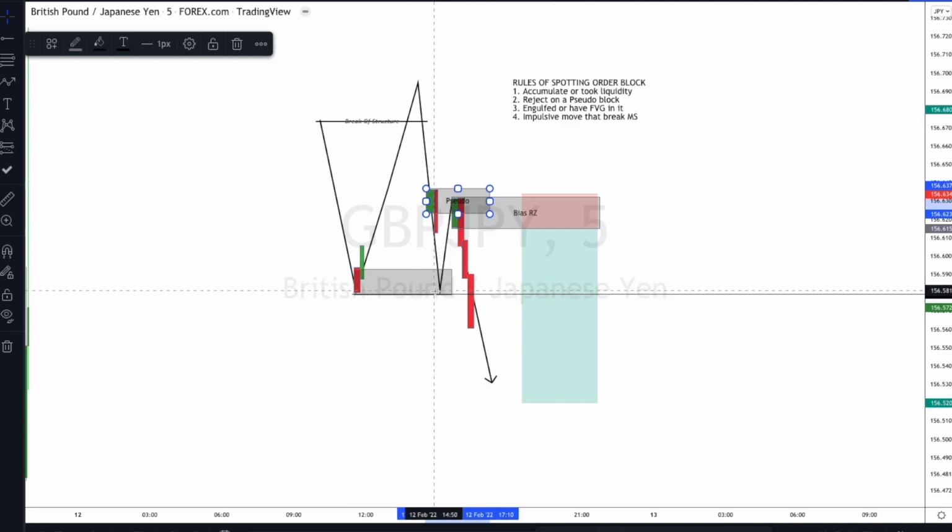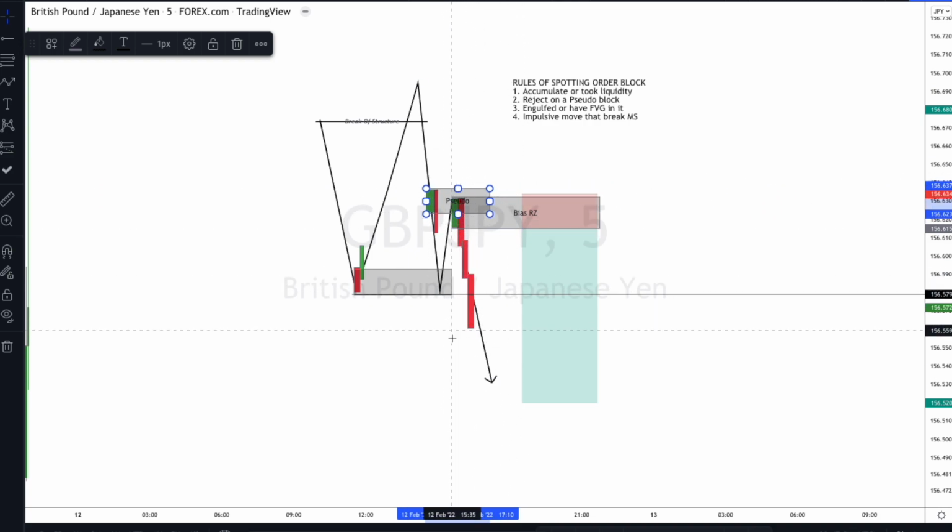Now look at what happened. All right, price now rejected on a pseudo zone. A pseudo block is actually another block too, but it doesn't fulfill all the rules of the other block I'm looking out for. That is why I name it a pseudo, right? Because it doesn't fulfill all my rules.